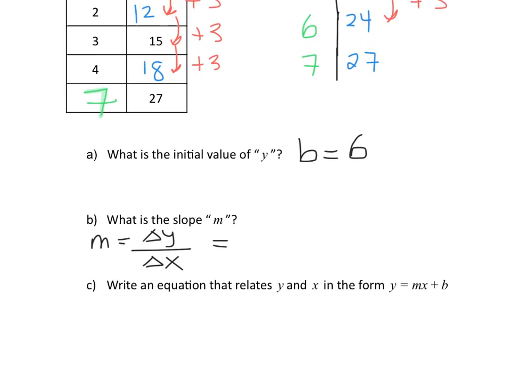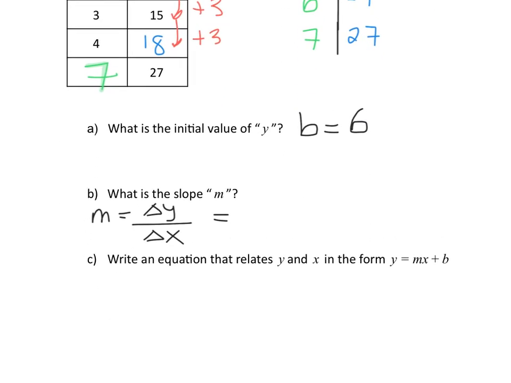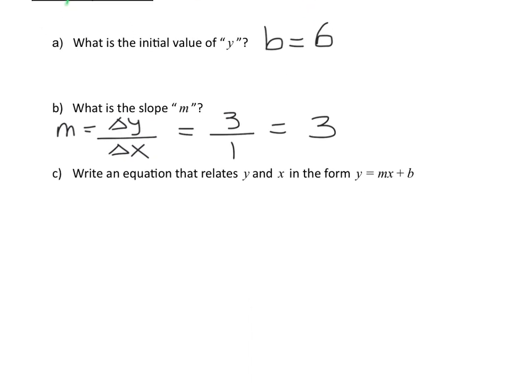So I'm going to go back down here and I'm going to input those values into my slope formula. So my delta y was 3, my delta x is 1, 3 divided by 1 is 3. So my m value is going to be 3. Now that I know my b value and my m value, I can then move on to part C, which asks us to write an equation that relates y and x in the form y equals mx plus b.